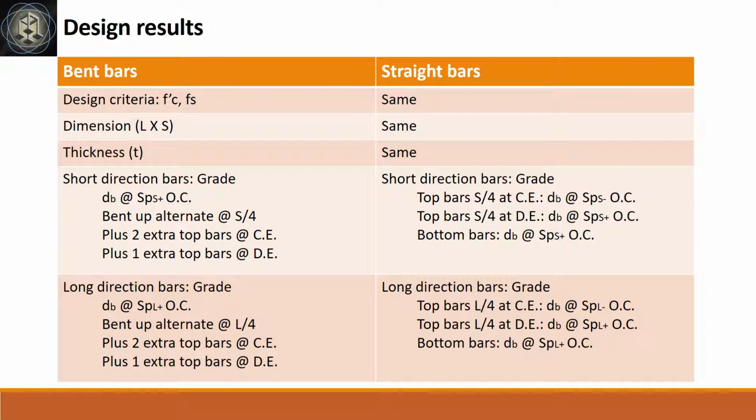Choose between bent bars and straight bars from our design results, and the common format are as follows. Design criteria. Dimension, longer span by shorter span. Thickness of slab, short direction bars, and long direction bars.